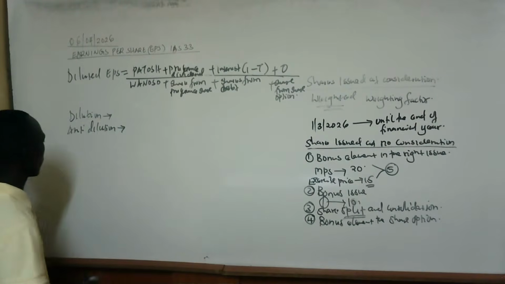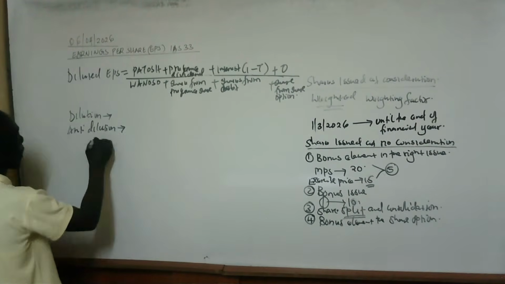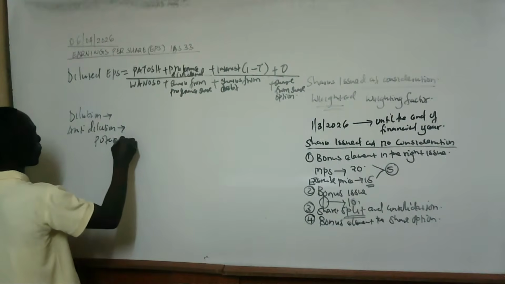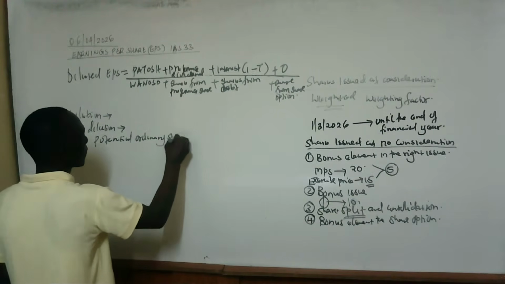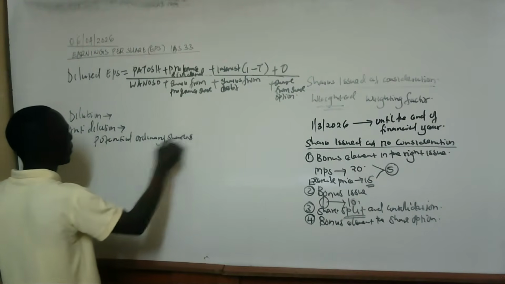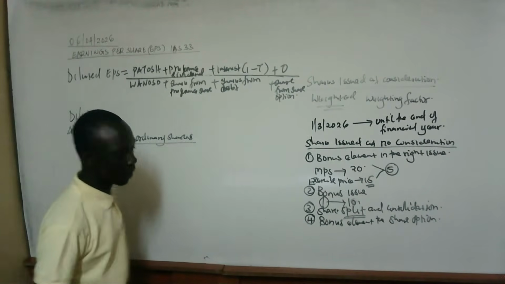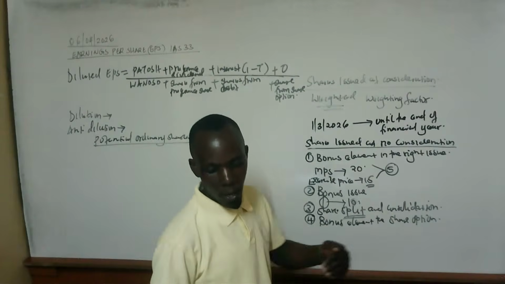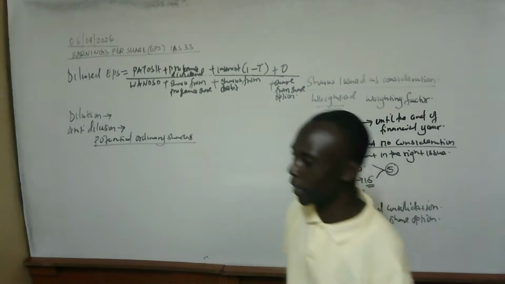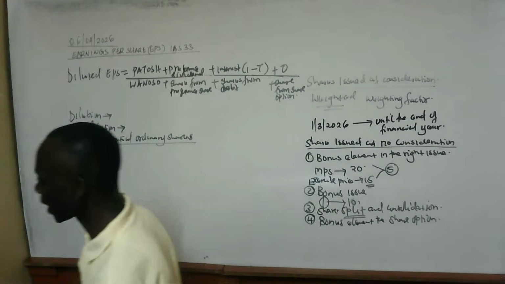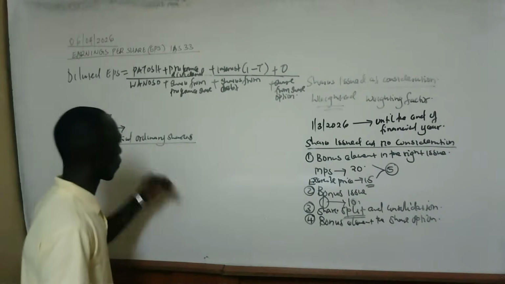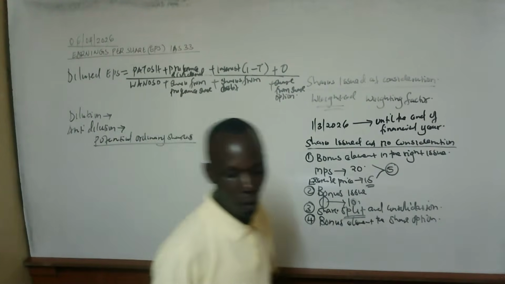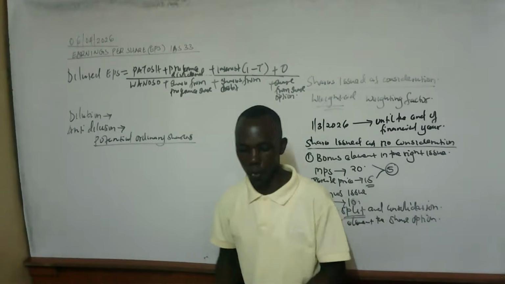So in this case, first of all, we talk about what we call potential ordinary shares. When we talk about potential ordinary shares, these are the convertible securities which are potential to be converted to ordinary shares at a future date. Those securities which are going to be converted into ordinary shares at a future date, we call them potential ordinary shares.